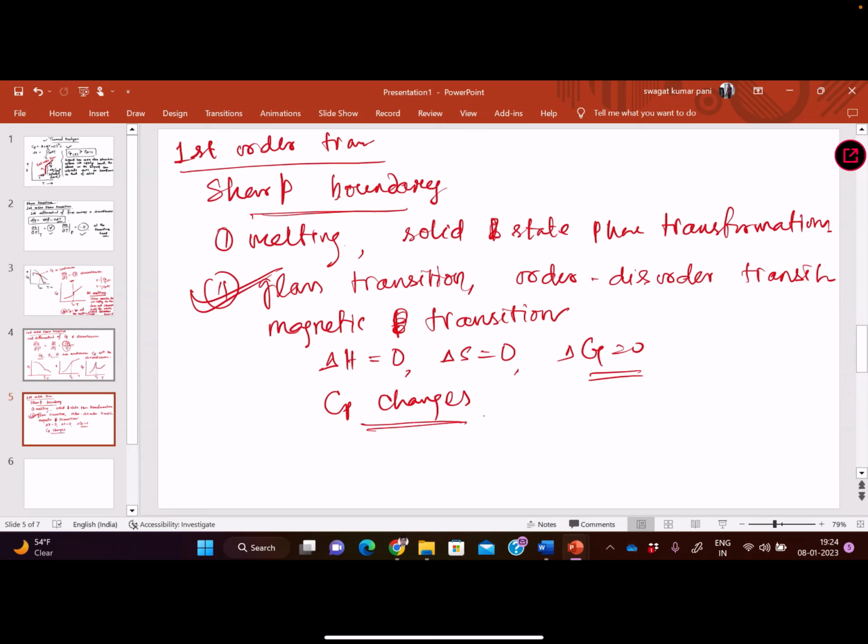So one question that was a previous GATE question: in magnetic transition, what changes? Delta H, delta S, delta G, Cp. So remember, Cp changes only in case of second order transition.